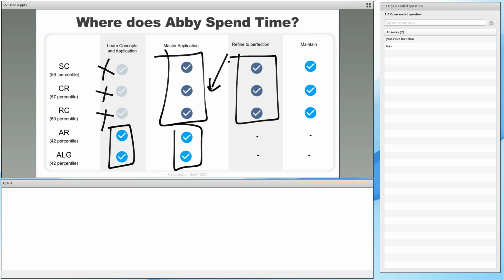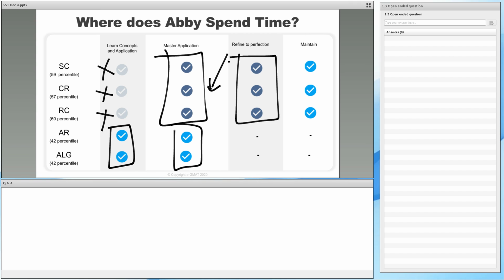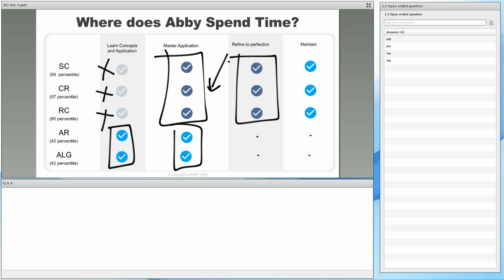Is the audio not clear still? Is the audio clear? Now it's fine. Okay. I was actually sitting on the mic cable. Maybe that's why it got loose. All right. Is the audio okay? Yes or no? Perfect.